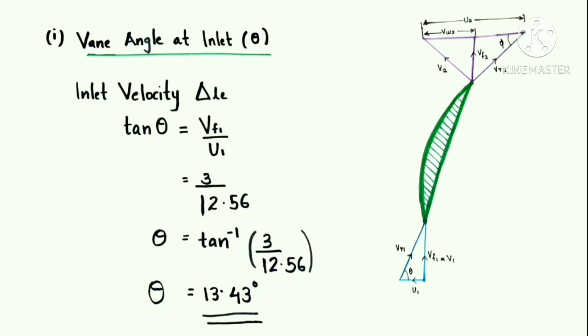First we should find the vane angle at inlet. Vane angle at inlet theta can be found out from the inlet velocity triangle. Here, this is the inlet velocity triangle. Tan theta is equal to opposite side by adjacent side. Here the opposite side is Vf1 and the adjacent side is U1. So putting the values we get 3 by 12.56. Theta is equal to tan inverse 3 by 12.56. Theta is equal to 13.43 degree.